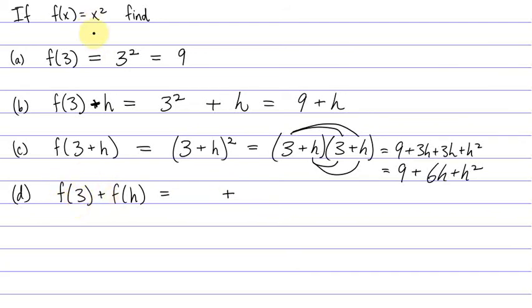Now f of 3, well, for f of 3, we've done this now. f of 3 we can replace with 3 squared. f of h we can replace with h squared. So here we applied the function once, we applied the function a second time. So this procedure of taking whatever the input is and squaring it, we did this twice. Once with the input of 3, got that. Once with the input of h, and got that.